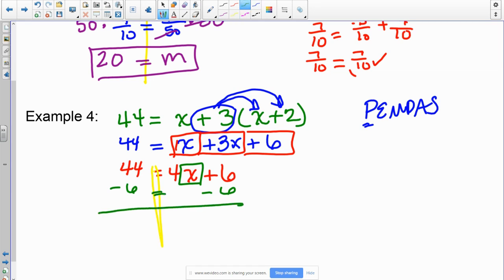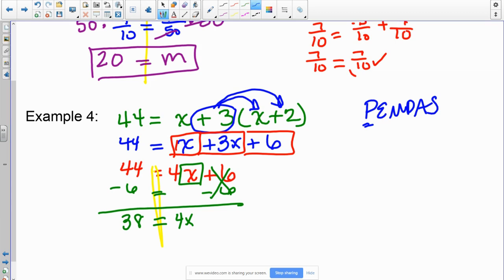I'm going to keep that equal by doing the same thing to both sides. I end up with 4x, a positive 6 minus 6, or a positive 6 and a negative 6. Since they're inverses, they cross each other out. I'm going to pull down 44 minus 6 is 38.